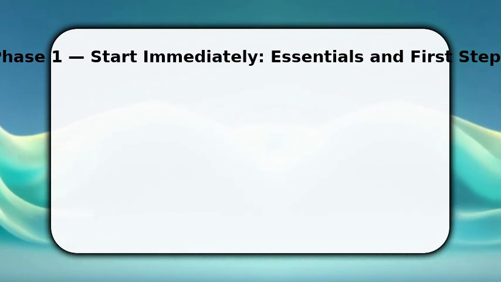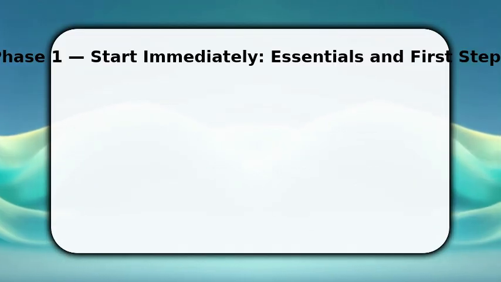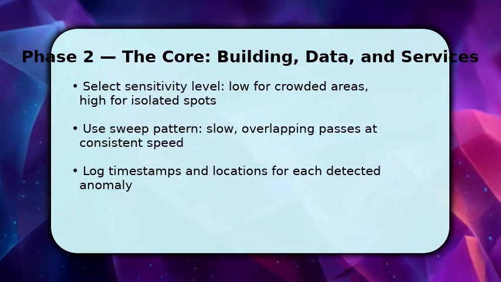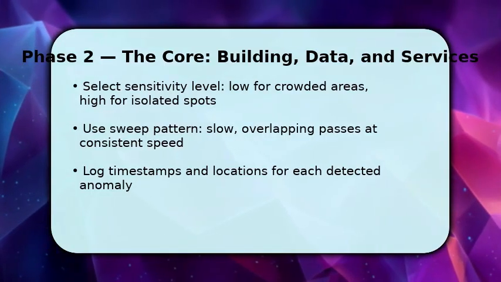You now perform a systematic sweep to collect meaningful data. Start at one corner and use slow, overlapping passes. Keep speed consistent so readings are comparable.